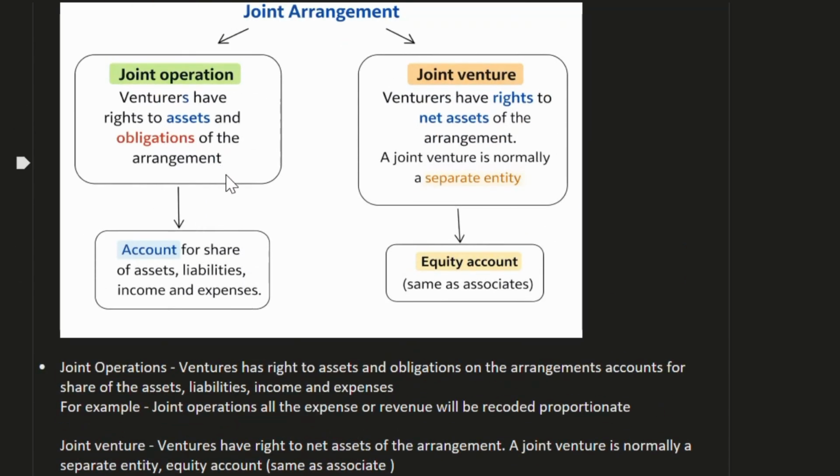Venturers have right to assets and obligation of the arrangement. Account for share of assets, liabilities, income, and expenses. Under joint venture, we use equity accounting. Under joint operation, we account for share of assets, liabilities, income, and expenses line by line. Venturer has right to net assets of the arrangement. Joint venture is normally a separate entity.